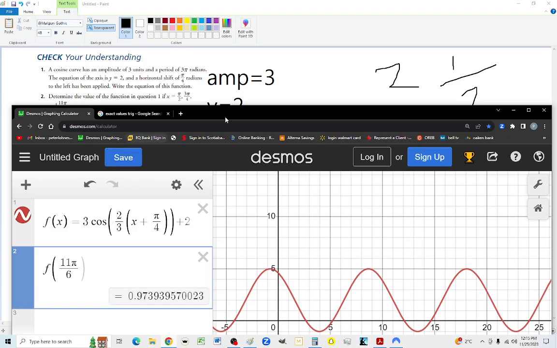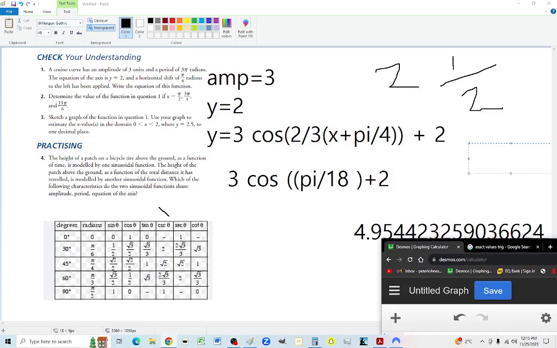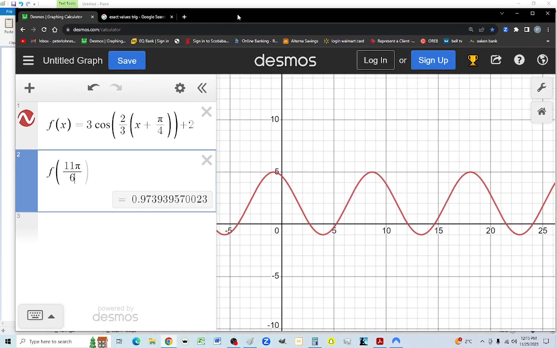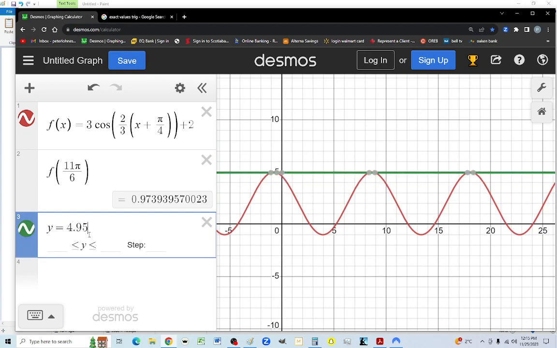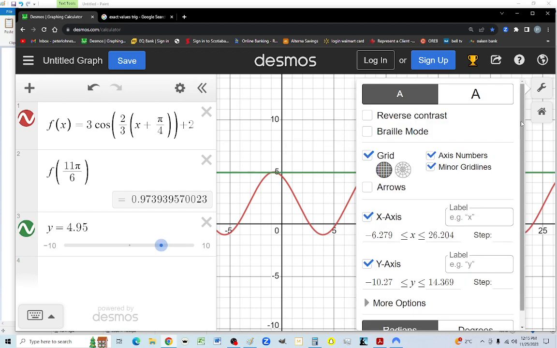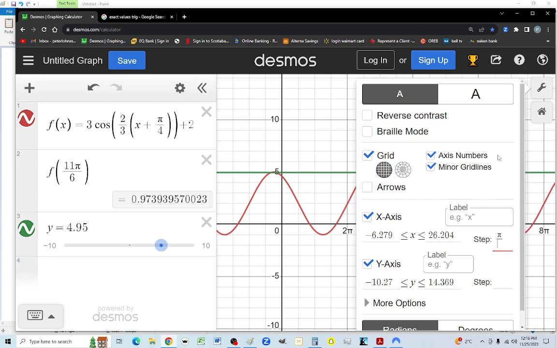And oh, there we go. I got the wrong answer. I had 4.95. Let's see where I went wrong on that. And let's make this in radians. Over 2, maybe.